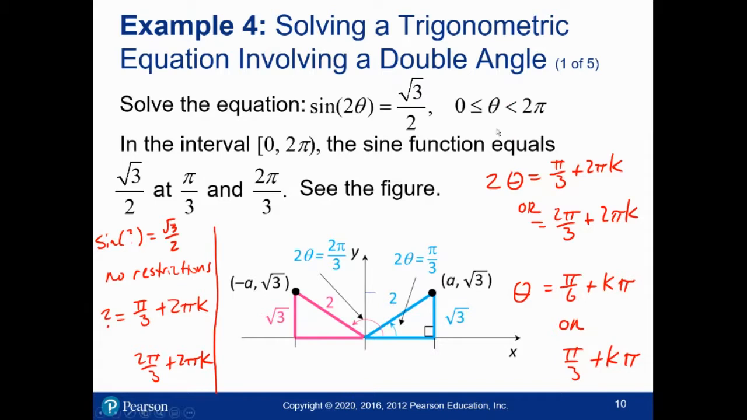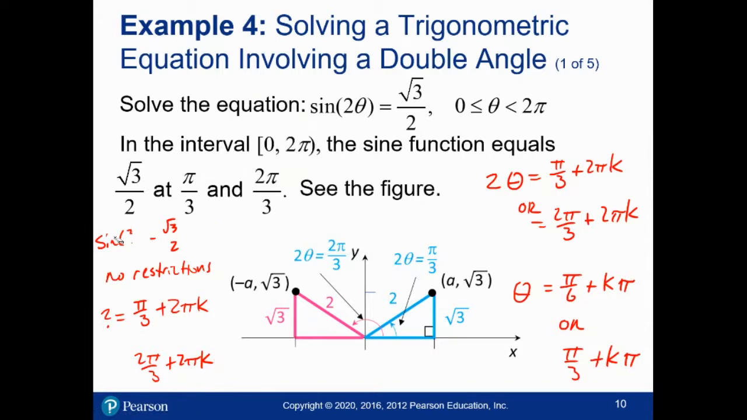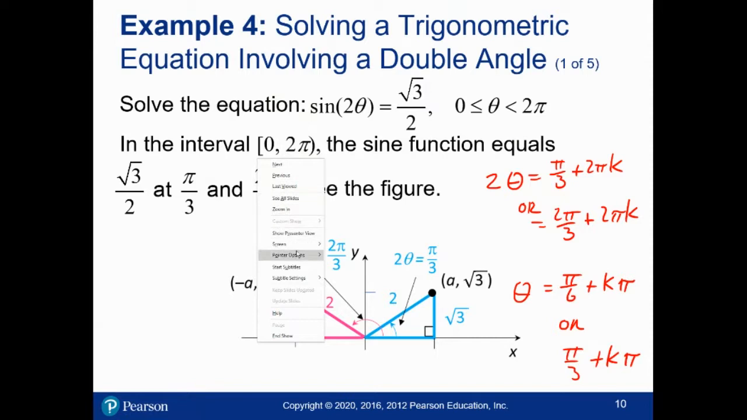So I'm going to erase my work off to the left and finish up the way I would generally do this. By ignoring all restrictions on the angle, we have found that the thing I take the sine of is pi over 3 or 2 pi over 3 plus 2 pi times an integer. Setting the thing I'm taking the sine of to be 2 theta and then dividing by 2 gives us my angle must be pi over 6 or pi over 3 plus an integer times pi. And now let's take a look at the restriction.